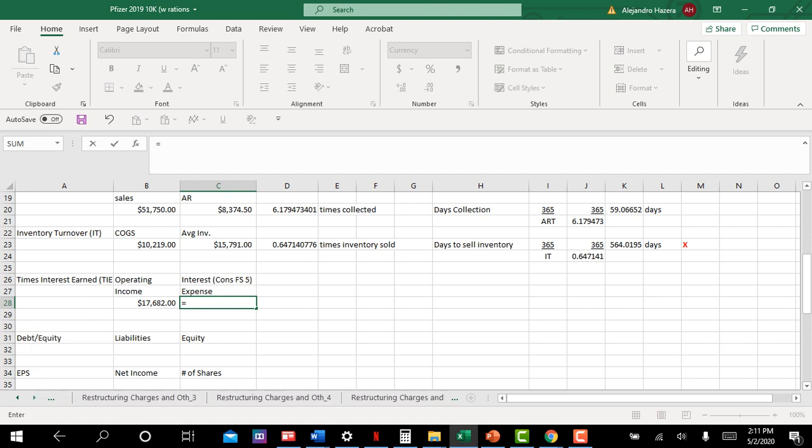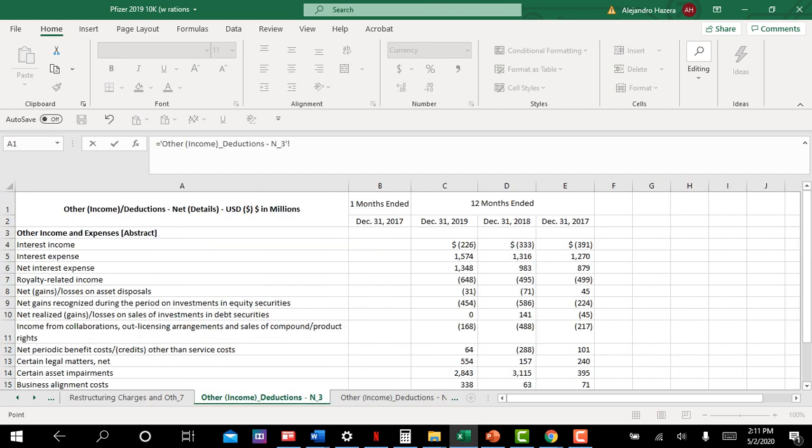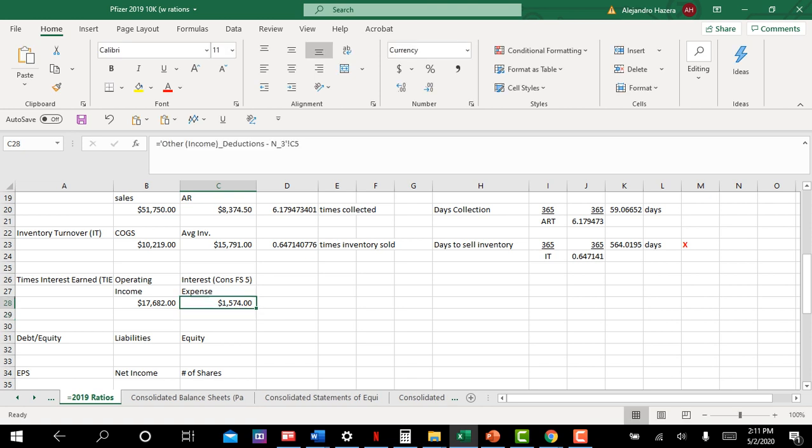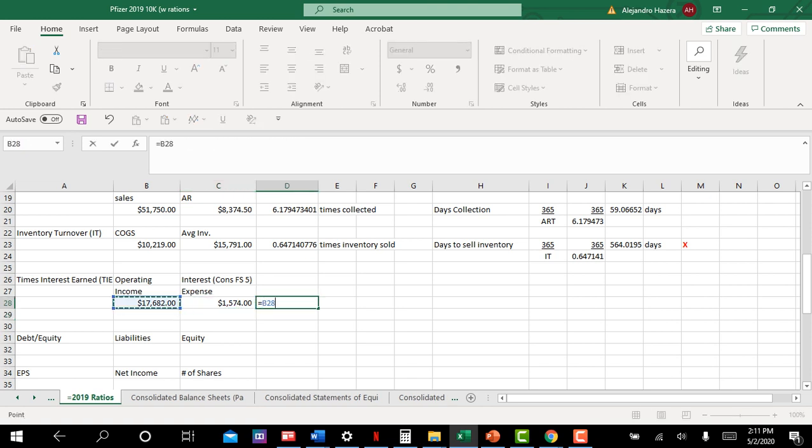It means note 3, actually. N3 means note 3. Okay, go back to this one. And I'm just going to make that equal to that interest expense right there. So your times interest earned is 17,000, 12,000, really billions, divided by that. So this is really good.